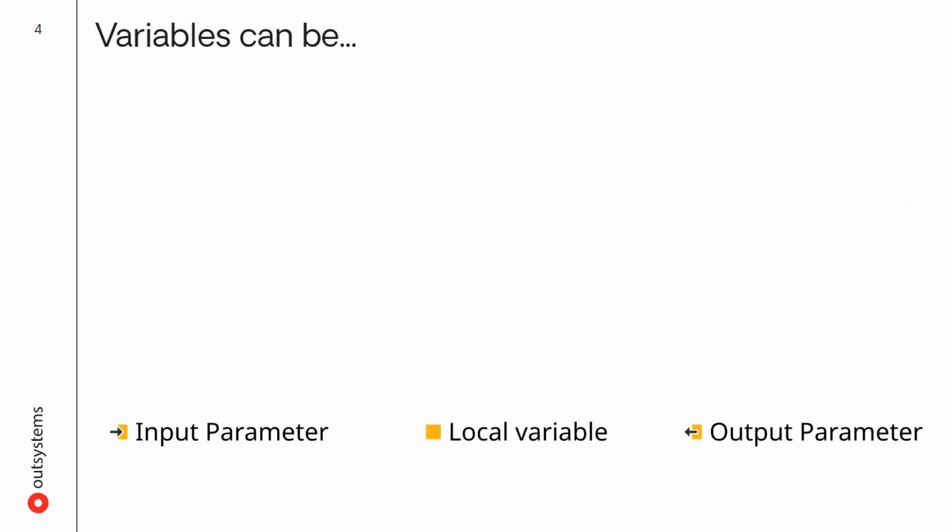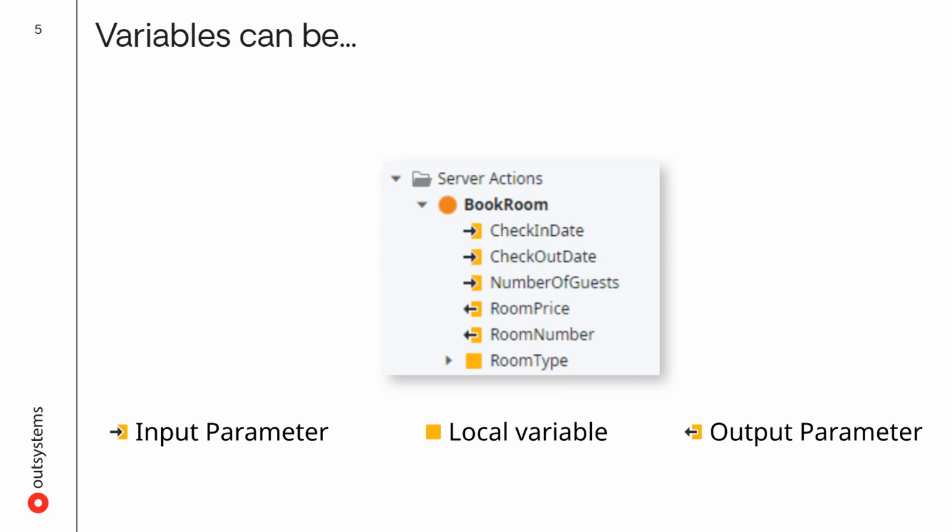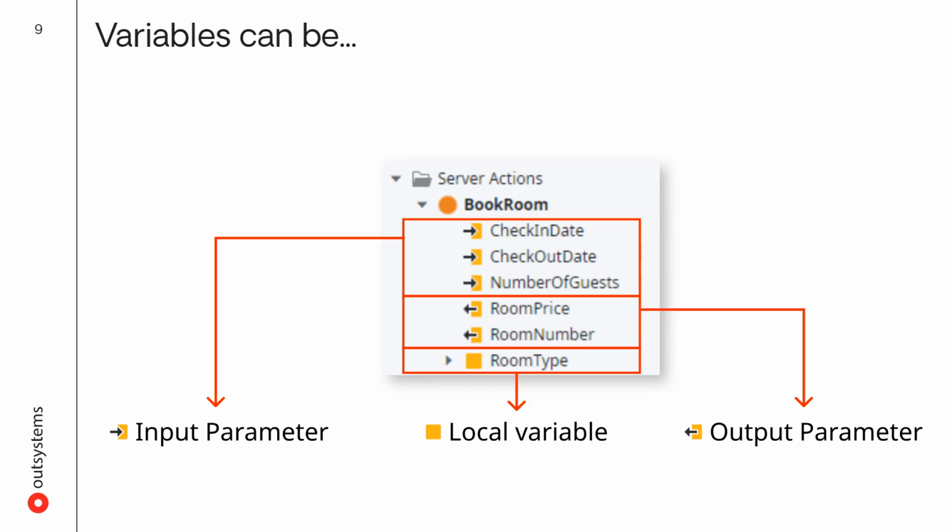If the execution leaves that area or scope, it will destroy the variable. In OutSystems, variables can be input parameters, local variables, or output parameters. Here, we can see an example of a server action. This action has several input parameters, like the check-in date, the checkout date, and the number of guests. It also has some outputs, like the room price and the room number. It also has a local variable that will hold information about a specific room. All of these variables would be interacting and working inside the scope of the bookroom action.